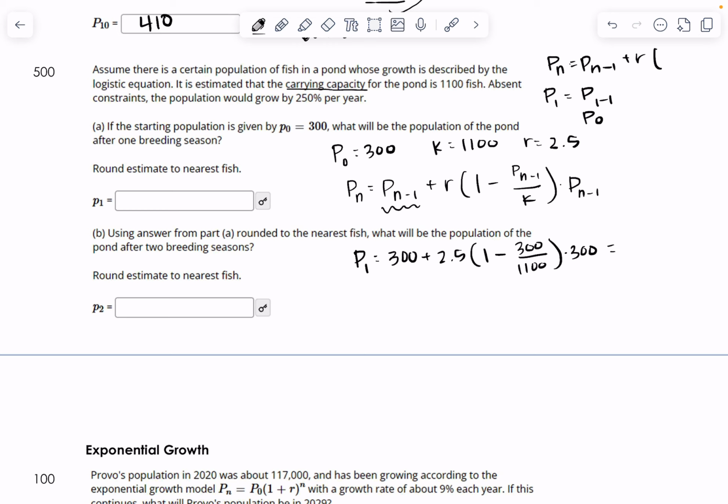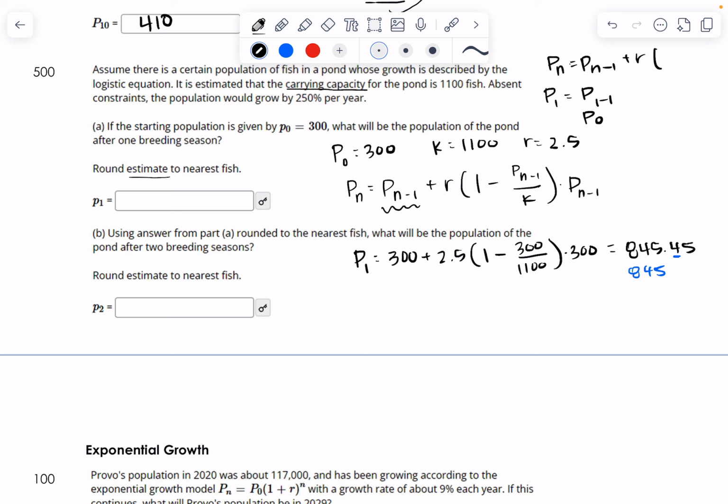And I'm just going to type that into my calculator really quick. And that gives you 845.45. And according to this, it just says round estimate to the nearest fish. So this is less than 5, right? So we don't round up. We would just say 845.